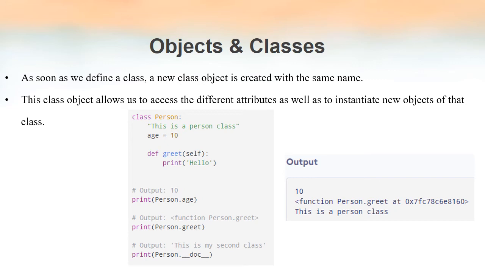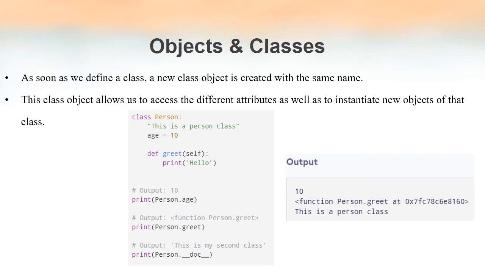As you can see, functions start with the keyword def, and the function name is greet. And there is one parameter. You might have studied the self parameter of functions. And there is only one statement inside the function right now, that is to print the word hello. And once we have created the class, an object with the same name as the class is created. So once we define this class, an object with the name person is created.